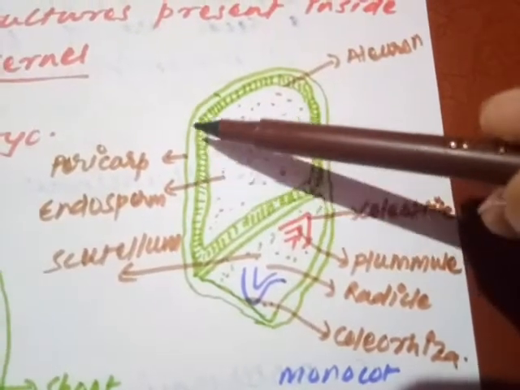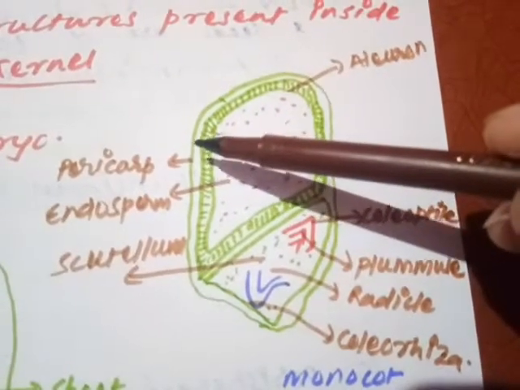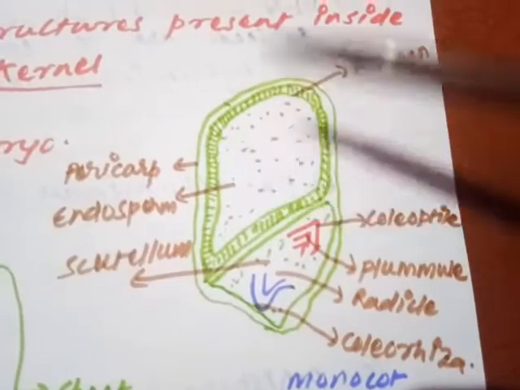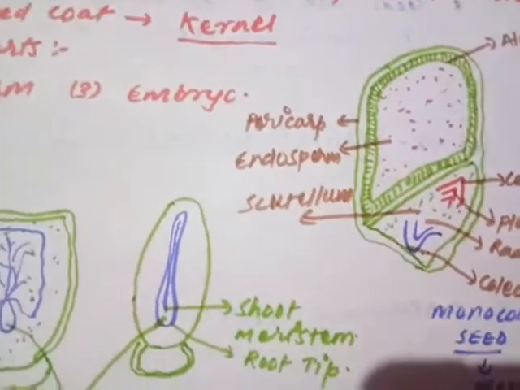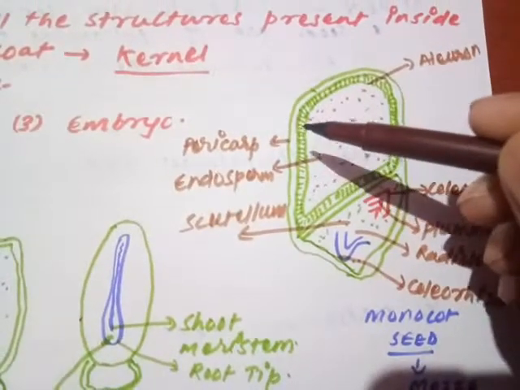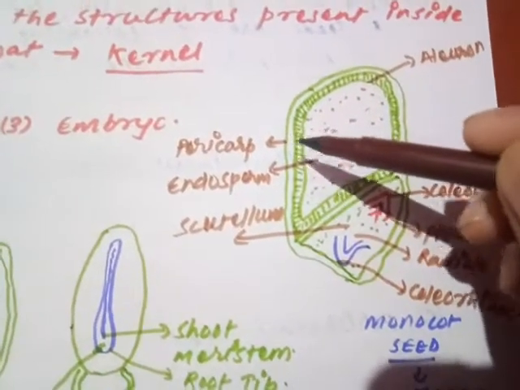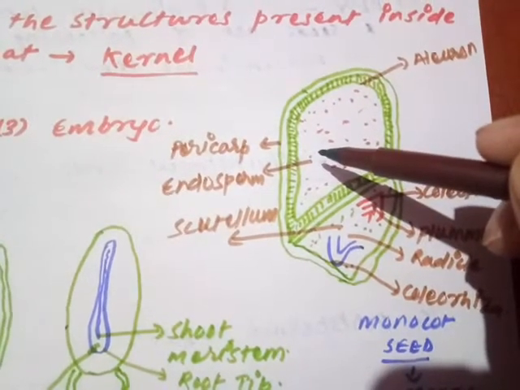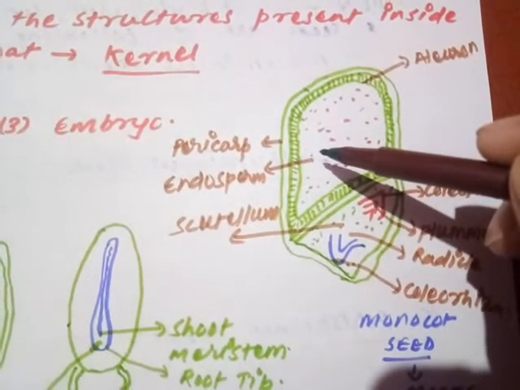So the outermost layer is the pericarp, which is found combined with the seed coat. Is this clear to you all? The pericarp is the external-most layer, which is joined with the seed coat. Inside that, the endosperm is present, because the seeds are albuminous, with a persistent endosperm.